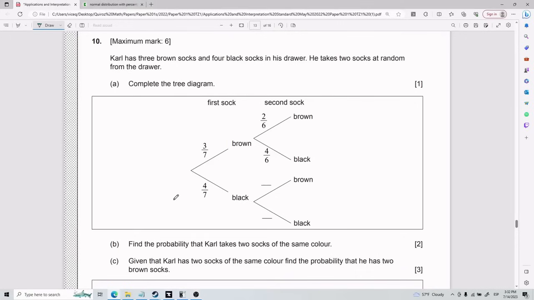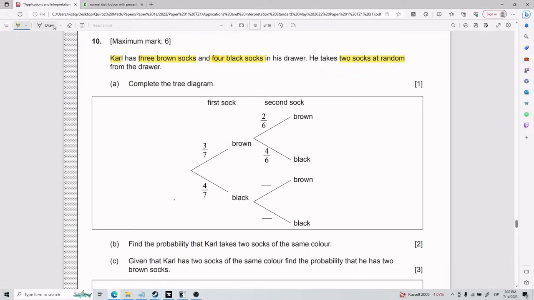All right, for number 10, we have a tree diagram. We have my good guy Carl, who has 3 brown socks and 4 black socks in his drawer. He takes 2 socks at random from the drawer. We need to complete the tree diagram.